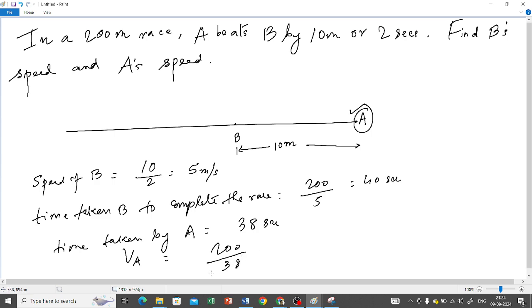Right? 200 by 38, okay, 5 point something, whatever is coming.